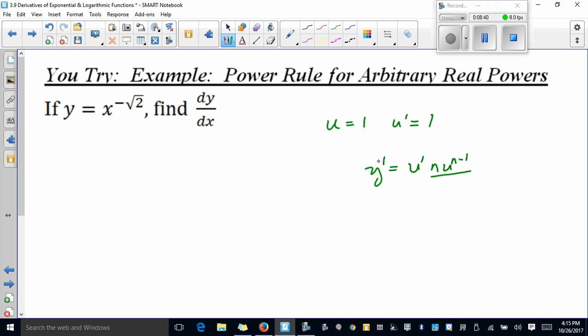I just noticed what I wrote here. U is x. I even said it was x. U prime is 1. So n, so negative square root of 2 times x to the negative square root of 2 minus 1. And no, you are not changing these to fractions or decimals or anything like that. They are arbitrary real numbers. We just can't, they're irrational, so we're just going to leave them alone. We're not going to fight it into getting it to something else.